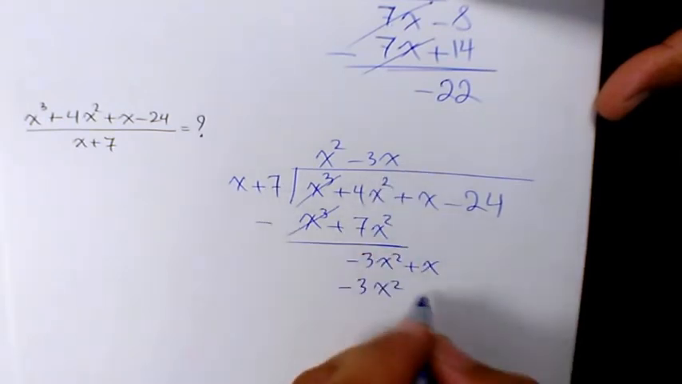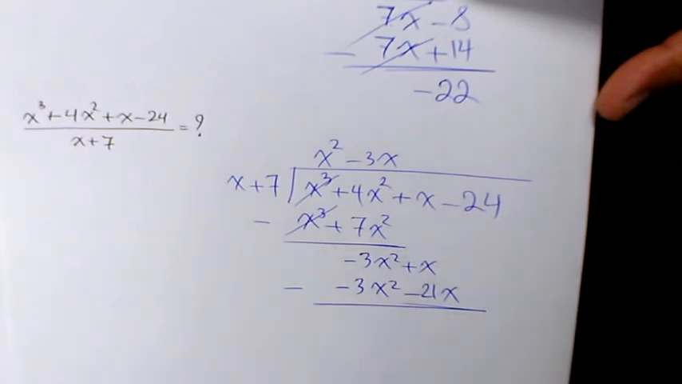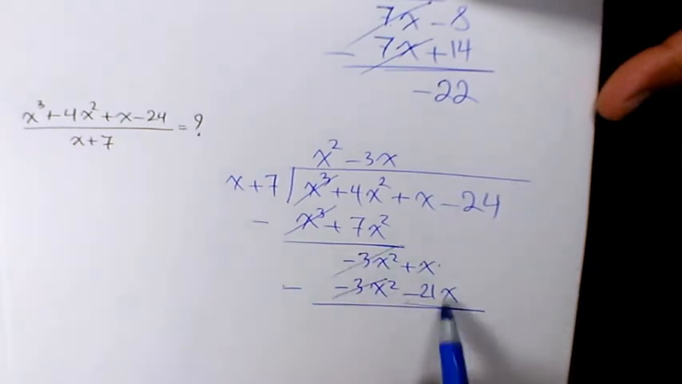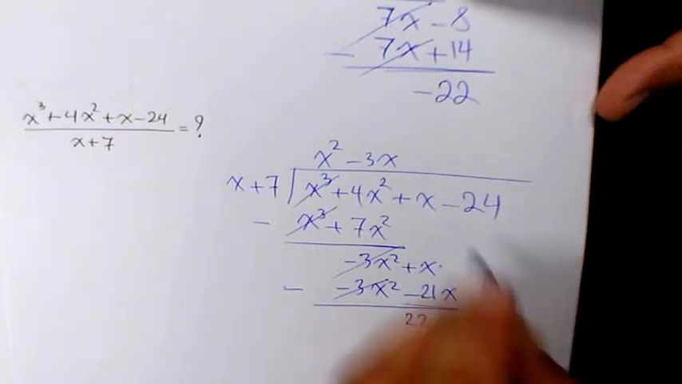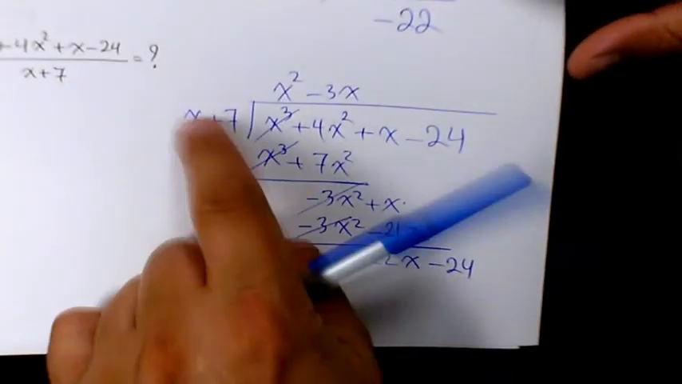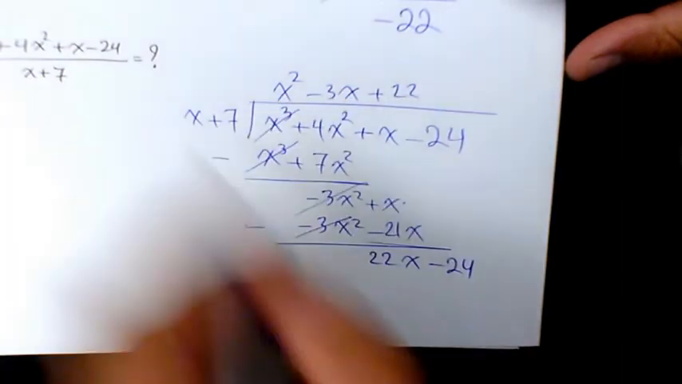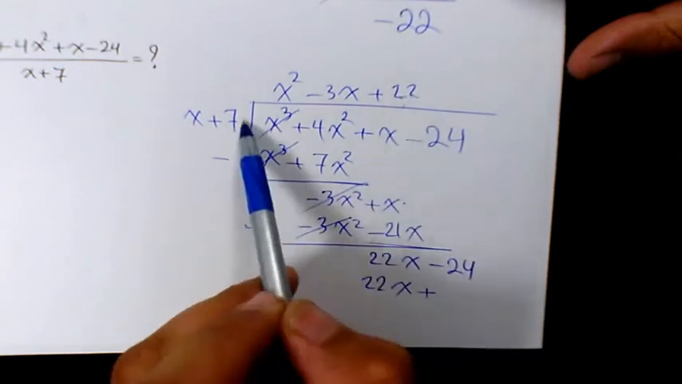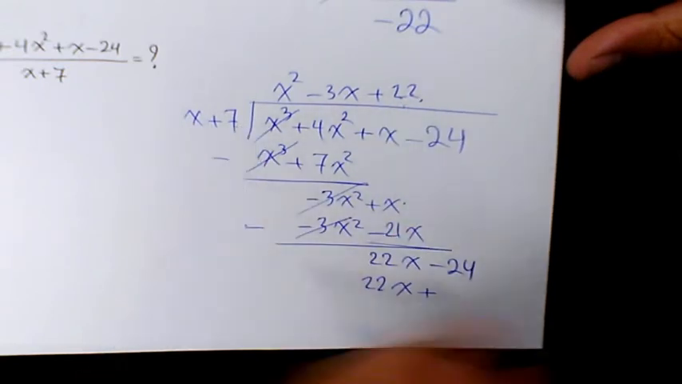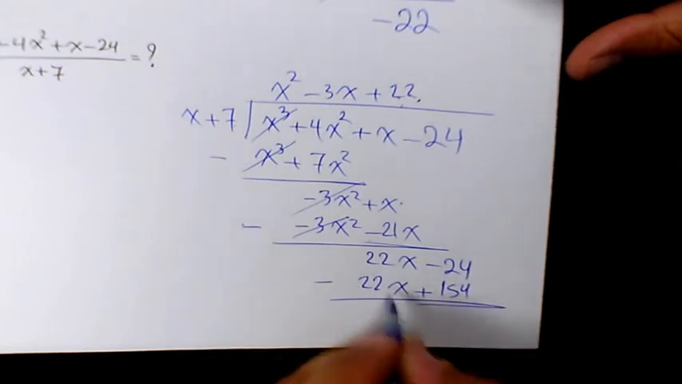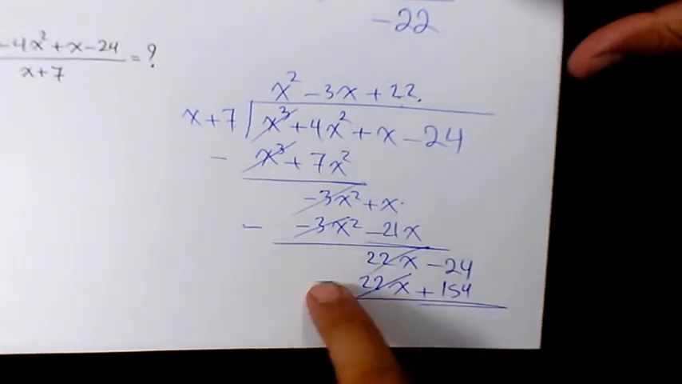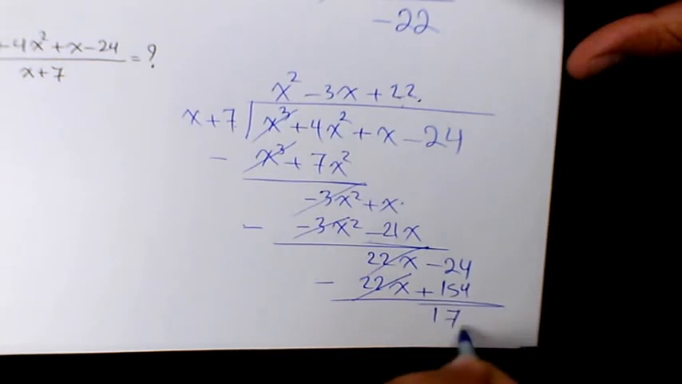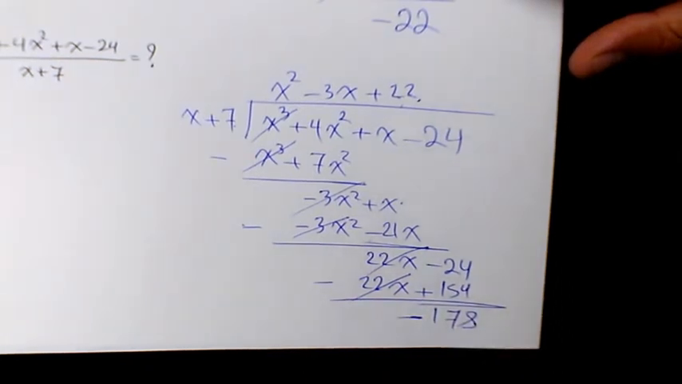Negative 3x times 7 is going to be negative 21x. Then you subtract it. These two cancel out. x minus negative 21x is going to be positive 22x. So you have 22x minus 24. 22x divided by x is going to be 22. 22 times x is 22x. 22 times 7 is going to be 20 times 7 is 140, plus 14, it's going to be 154. When you subtract it, these two cancel out. Negative 24 minus 154 is going to be negative 178. That's the remainder.